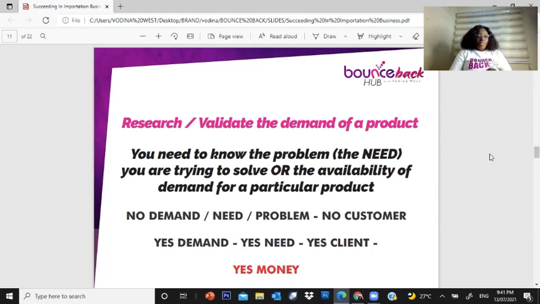And if yes, the product is in demand, a lot of people are asking for it, and yes, there is need for it, and yes, there is a problem the product is going to solve, then yes, there will be customers for it. Clients will definitely be available to exchange their money for the product you have to offer. So if there is demand, there's need, there's clients, then there's money. It means you're going to make profit from the whole process.